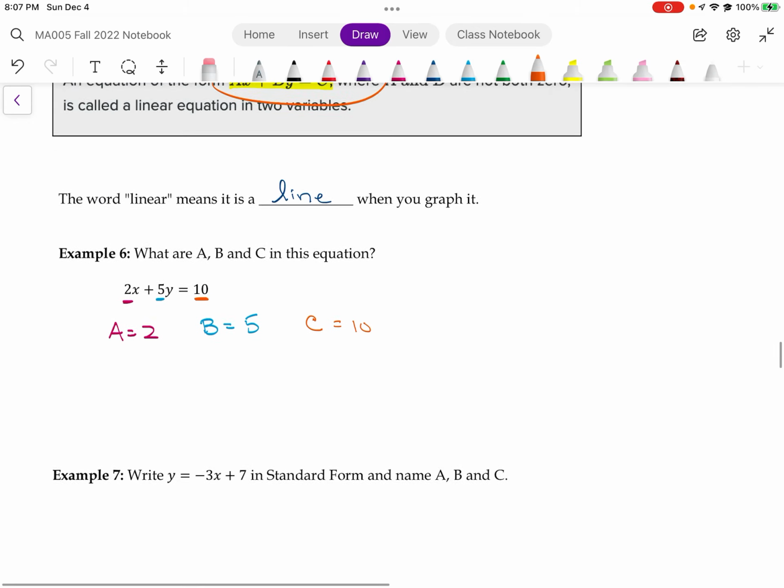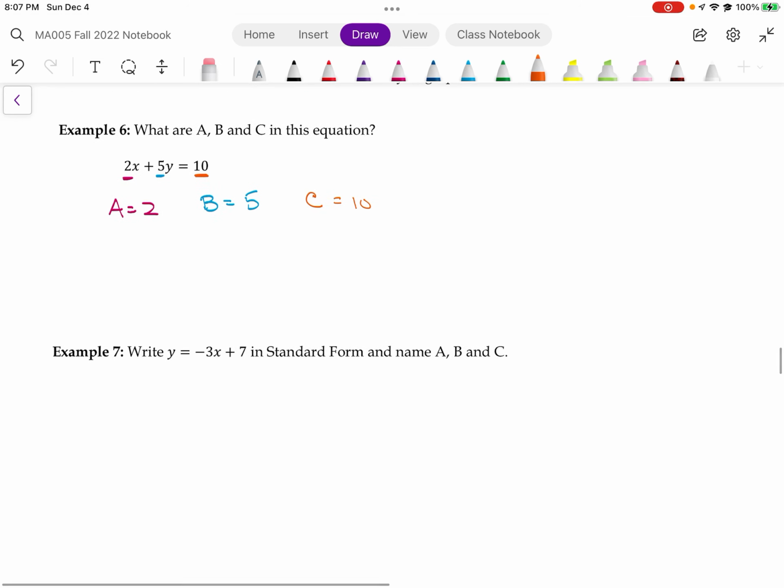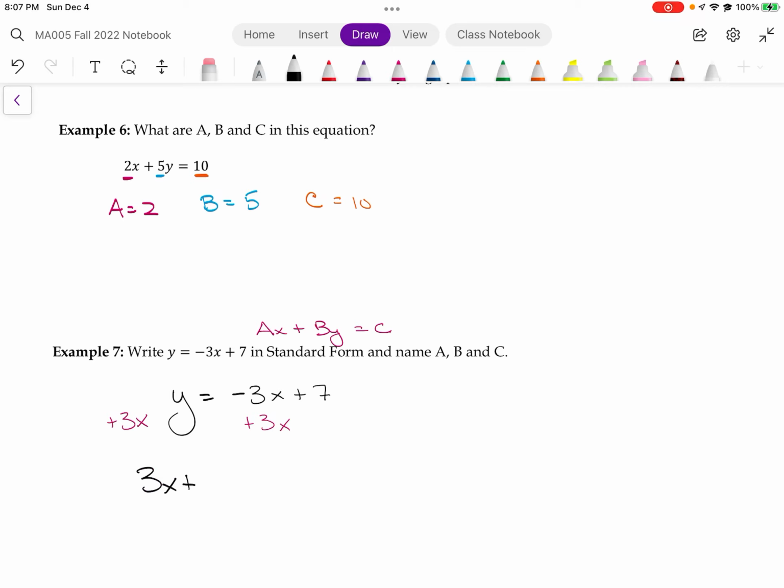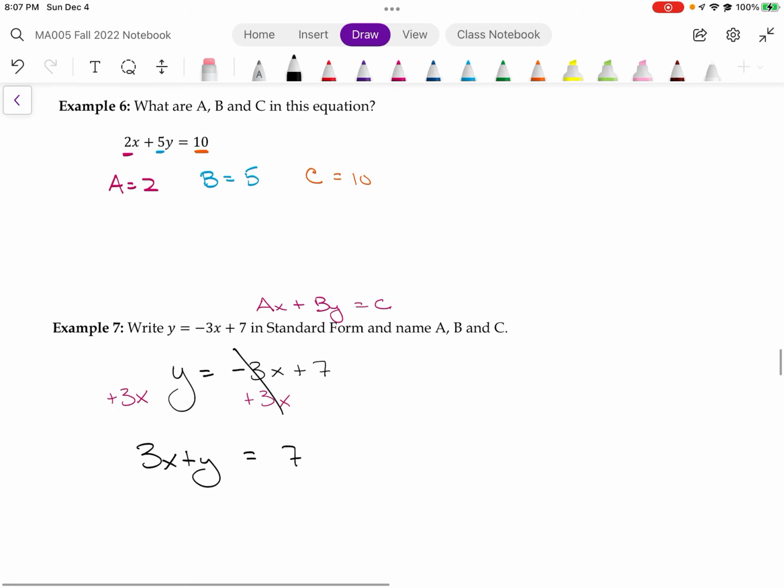All right, next we need to write an equation that's not in standard form in standard form. So let's write standard form right above it. Ax plus By equals C. As you can see, the x is over here on the right side and it needs to be on the left. So I'm going to rewrite this a little bit bigger. I get y equals negative 3x plus 7, and I'm going to add 3x to both sides. And I get 3x plus y, because we always go in alphabetical order, equals 7. All right, so now we have it in standard form.